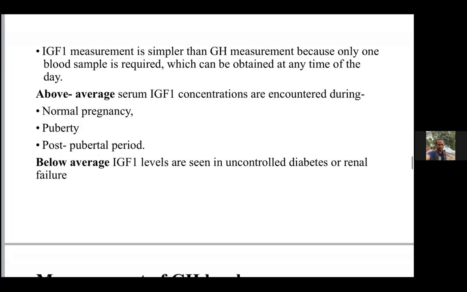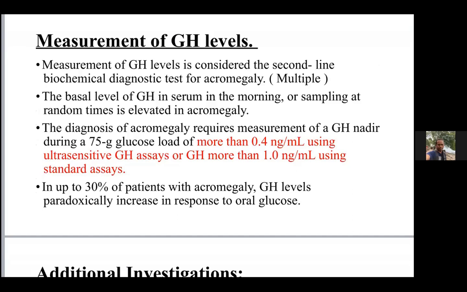And as I told you, why we don't show much interest in measuring growth hormone levels is that you have to take multiple readings. The basal level of growth hormone in the serum in the morning, or sampling at random times, is elevated in acromegaly. So in the morning, as I told you, it has to be low. If it is elevated, it means the patient has acromegaly.